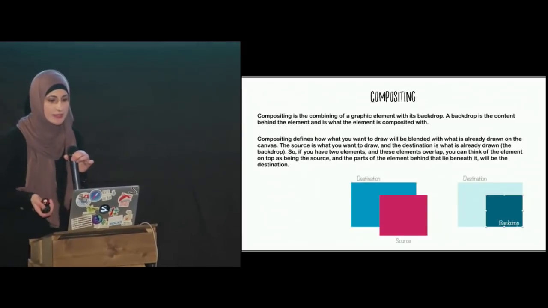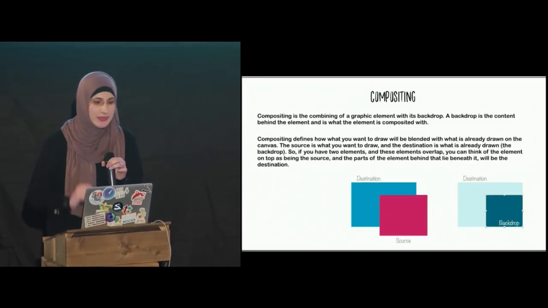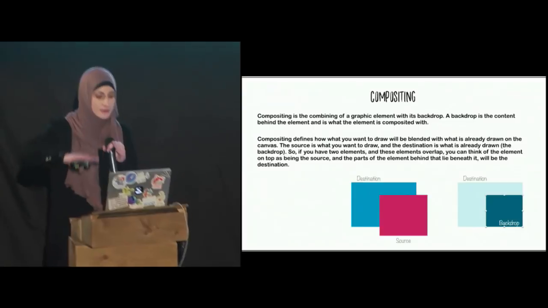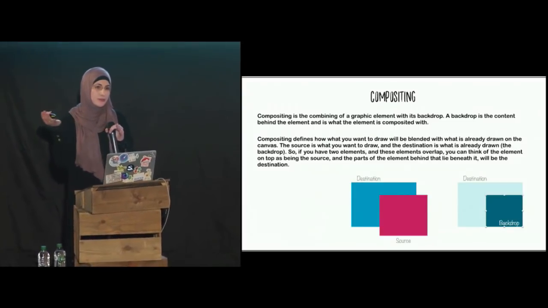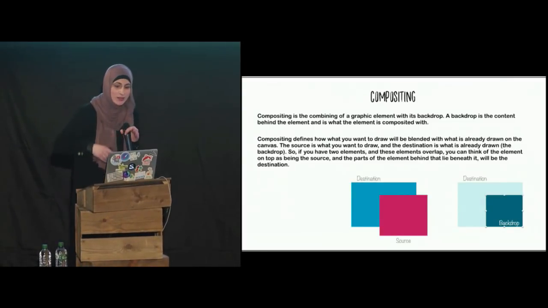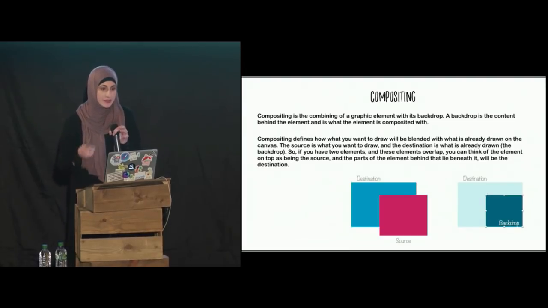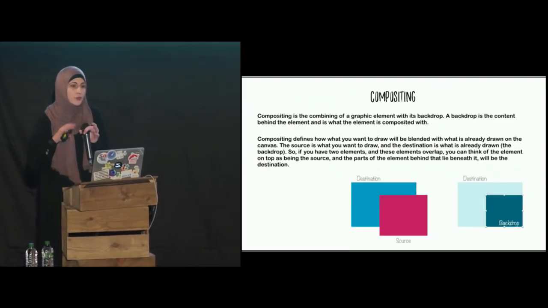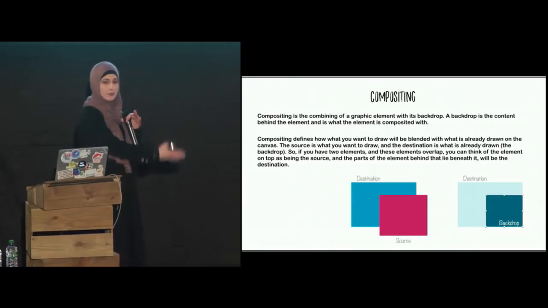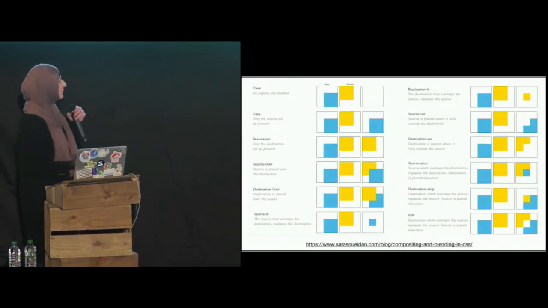Now, compositing is the combining of a graphic element with its backdrop. A backdrop is the content behind the element and what the element is going to be composited with. Using different compositing operations, there are 16 different ones, you can specify which parts of the source and the backdrop are going to be visible. So you would have something like this.